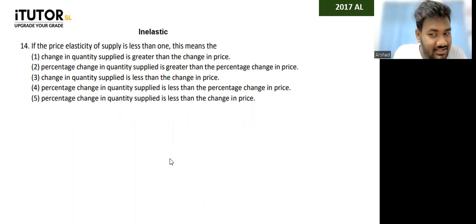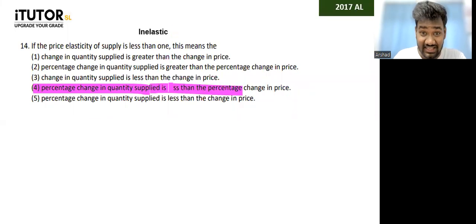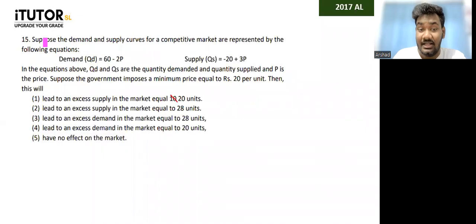So which one is our answer? Percentage change in quantity supplied is greater than the percentage change in price? Remember you go with proportion, not percentage. Percentage change in quantity supplied is less than the percentage change in price. That has to be your answer, the fourth one. These are very easy, right? This is just the definition of what is inelastic. Going to the next. Suppose the demand and supply equations are given, right? QD is given, QS is given.